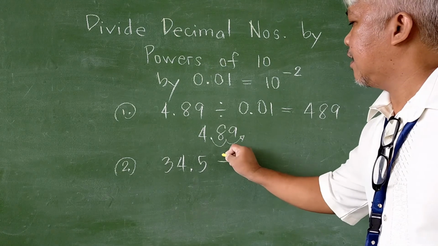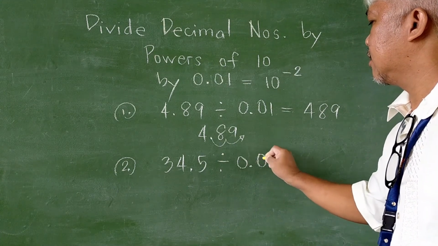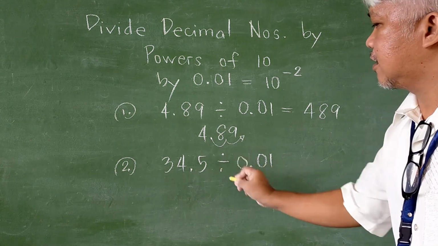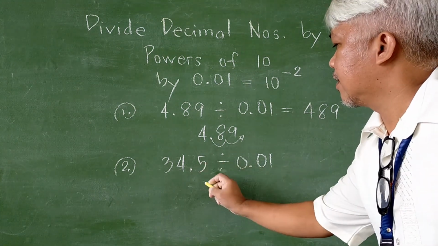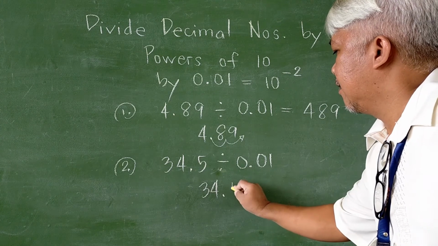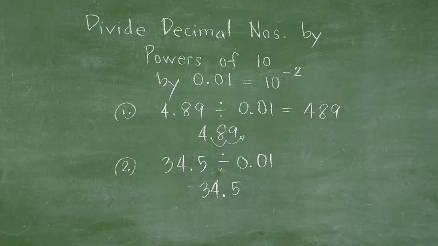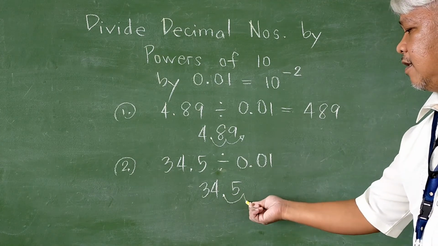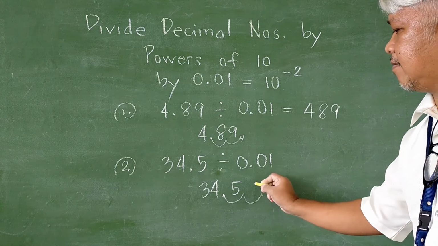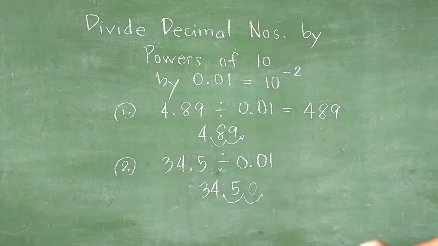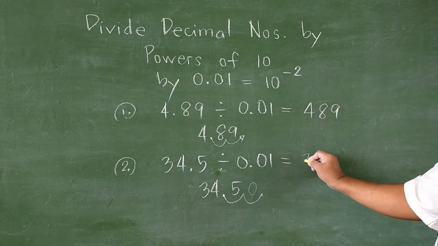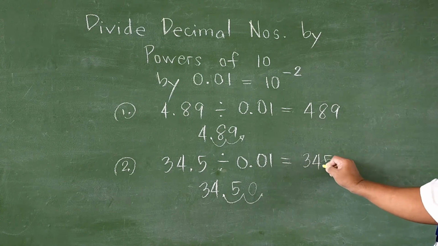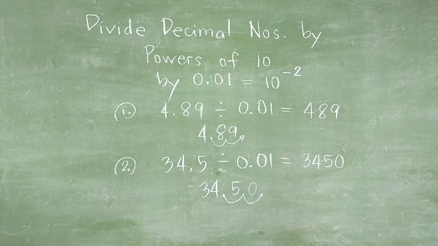Next, let's say 34.5. Okay? Divided by 0.01. What is the quotient? So, copy 34.5. And then, sabi nga natin, we will move this point 2 places to the right. So, 1 and then 2. So, here is your point. Maglalagay tayo dito ng 0. So, the answer is now equivalent to 3,450. So, this is it.